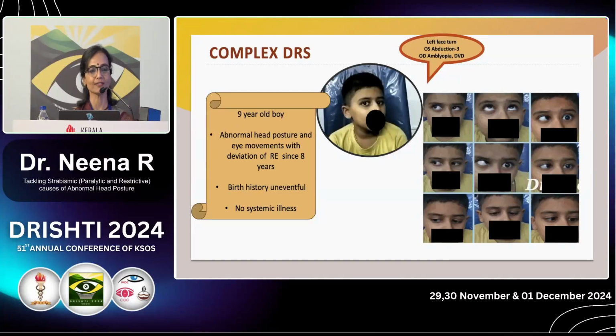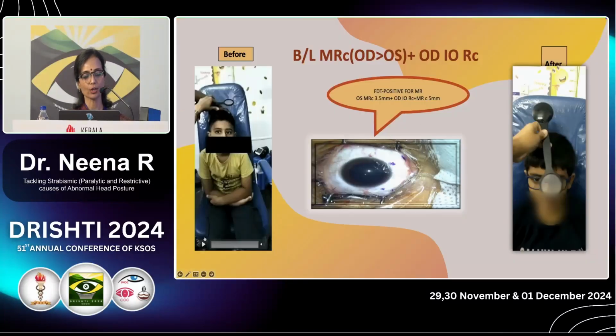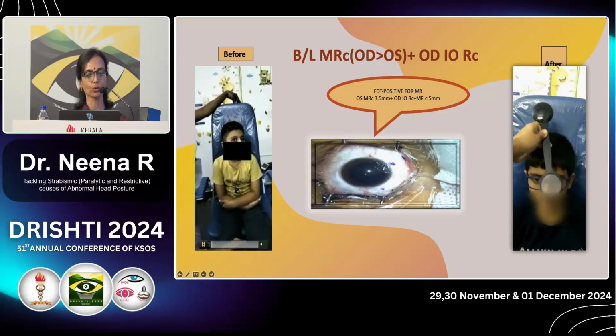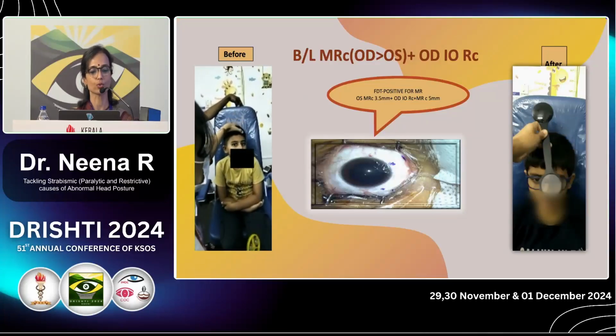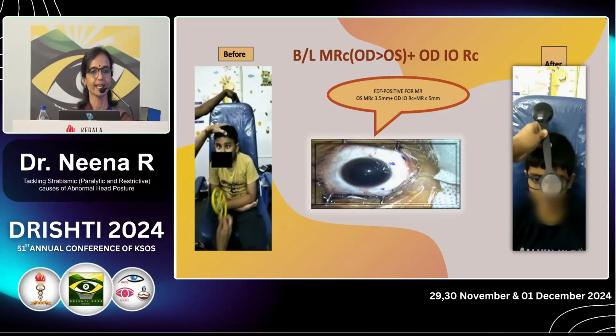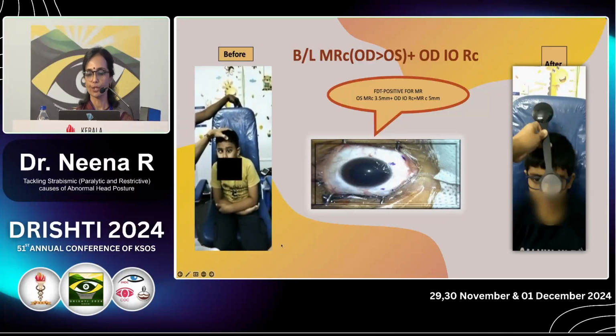So the secondary deviation is manifesting in the right eye. Along with that, he also has a DVD, a dissociated vertical deviation of the right eye with inferior oblique overaction. So I'll show you a video. We first thought it was superior oblique palsy, but when you look at his video, you realize it is only a dissociated vertical deviation in the right eye. He was amblyopic also. So what did we do for him?